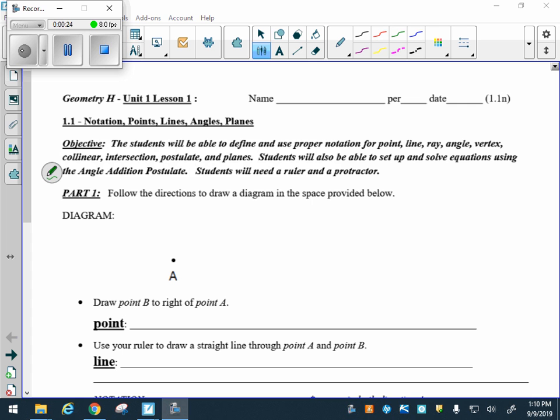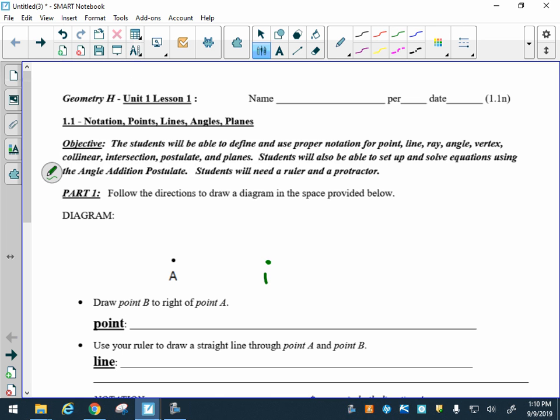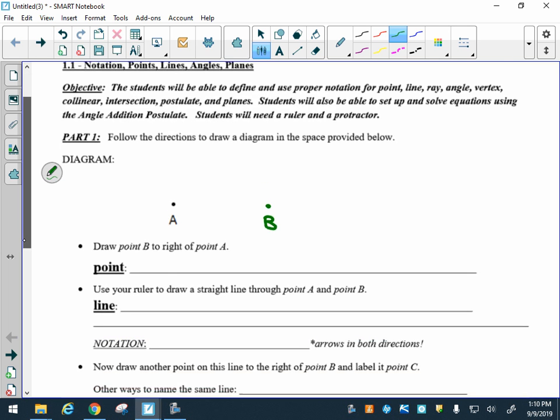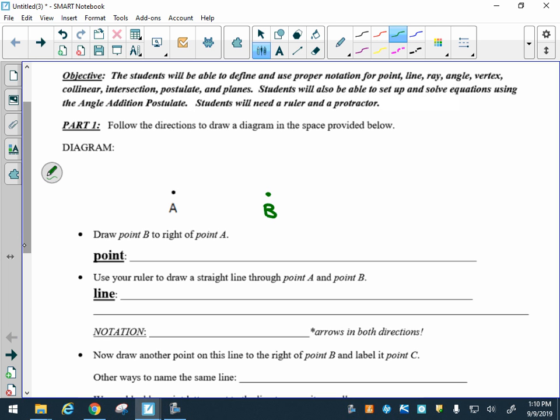We're going to draw point B to the right of point A. So somewhere over here, you're going to put a point B, to the right of point A. Yep. And then we're going to define point. So, what do you guys think is a point? Yep. Like a dot. Okay. Good. A specific location.